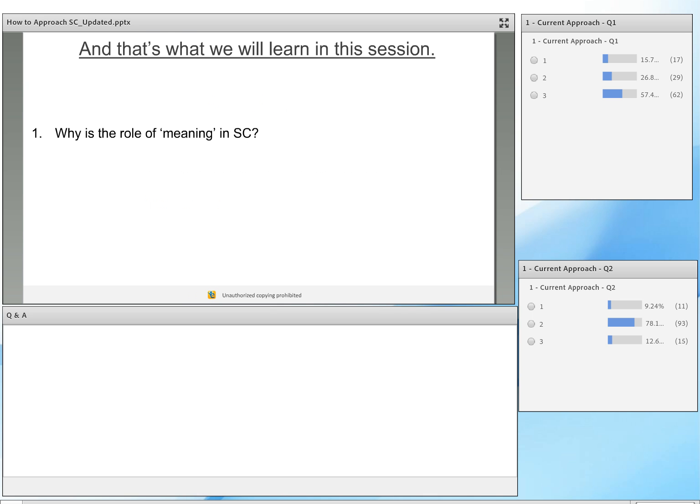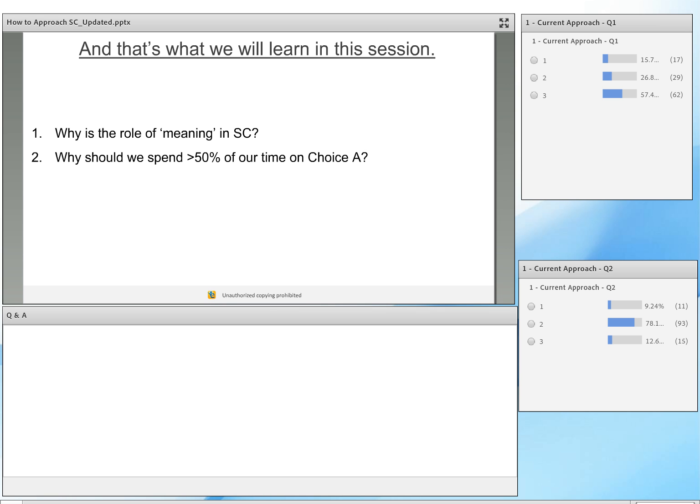What we learn in this session is, what do we mean by meaning? When we say meaning is important, what do we mean by that? Do we mean that you need to just stay on the surface, that you need to know the gist of the sentence, or do we mean that you need to know all the nitty-gritty details of the sentence? We're going to talk about that in this session.